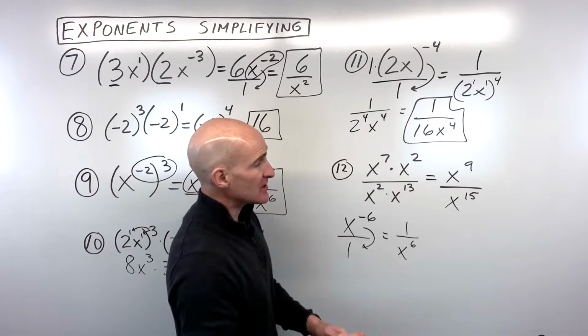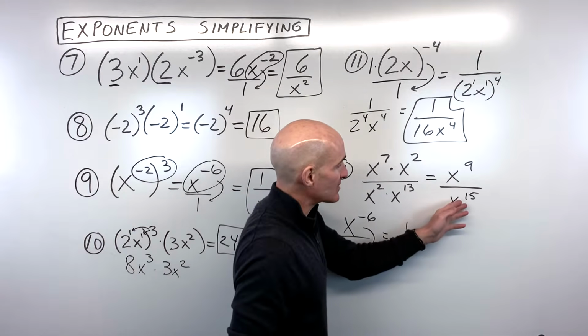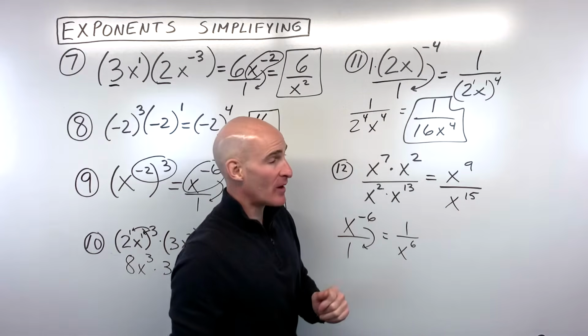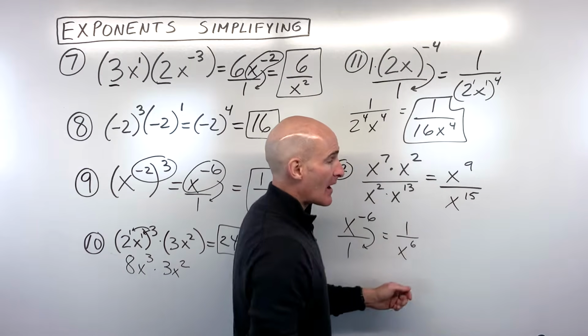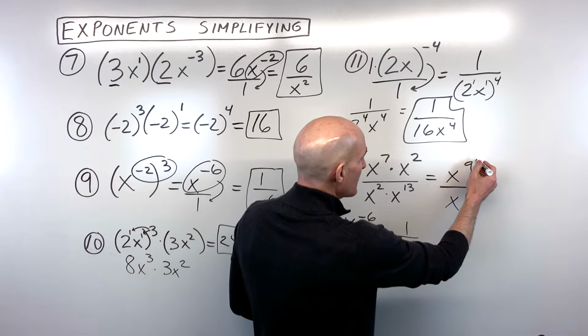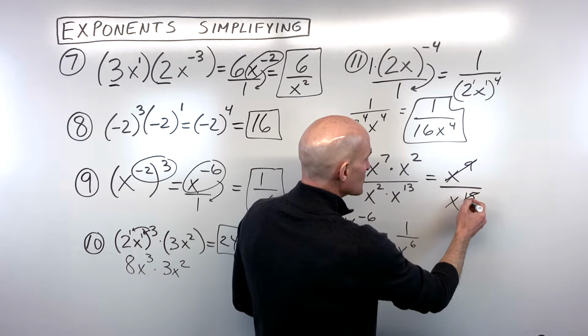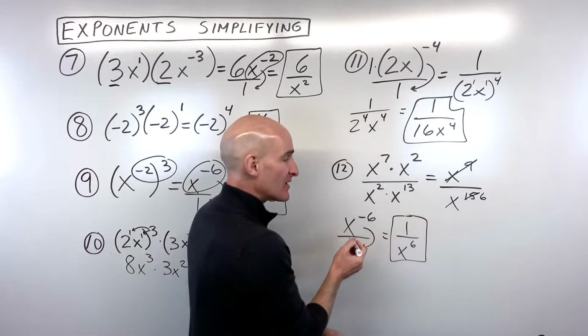Another way to look at this is x to the 9th is like 9 x's multiplied together. X to the 15 is like 15 x's multiplied together. And 9 of these in the numerator are going to cancel with 9 in the denominator, leaving 6 left over in the denominator. Or you could say 9 of these cancel with 9 of these, leaving 6 left over. See, that's how that ends up in the denominator.